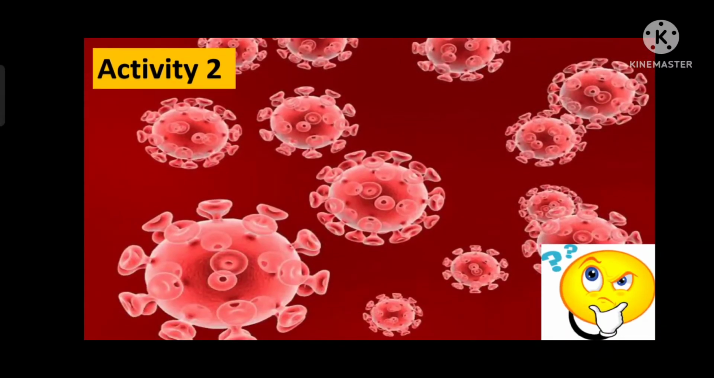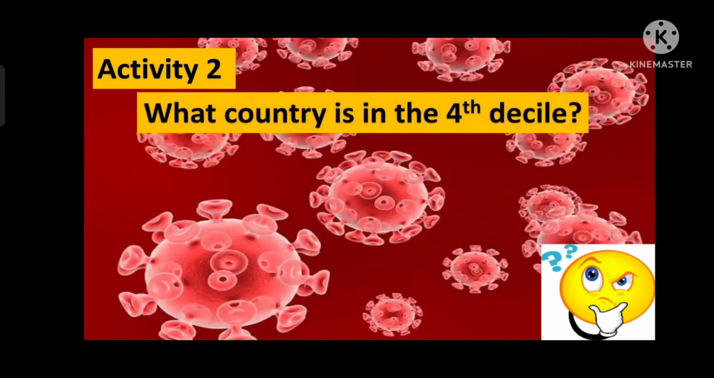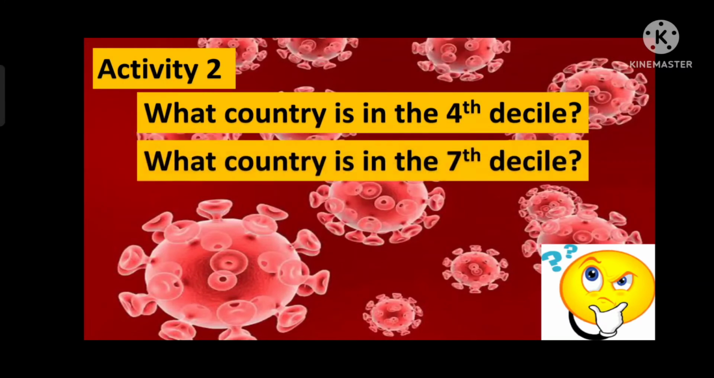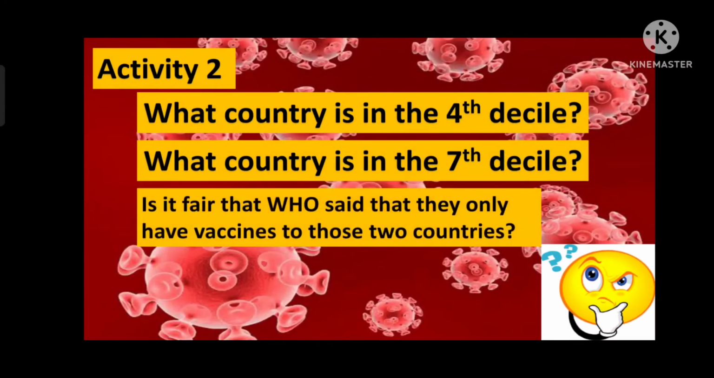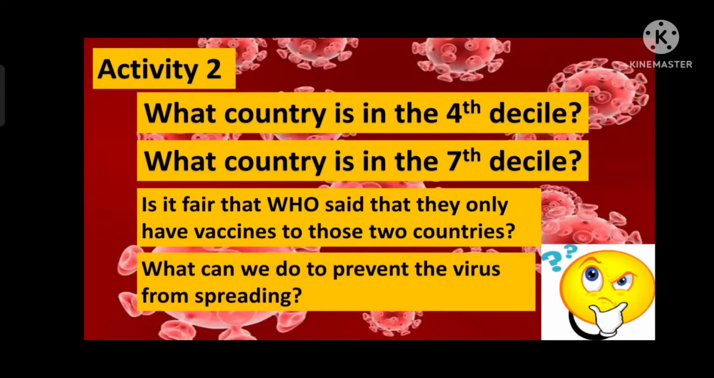Let's have an activity. Activity 2. What country is in the 4th decile? What country is in the 7th decile? Is it fair that WHO said that they only have vaccines for those 2 countries? What can we do to prevent the virus from spreading?